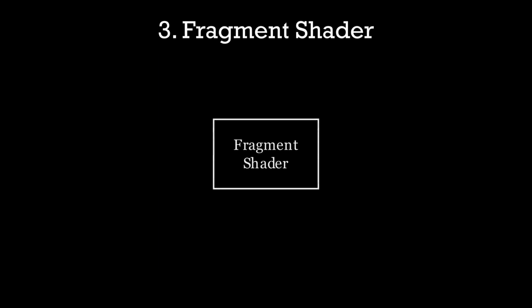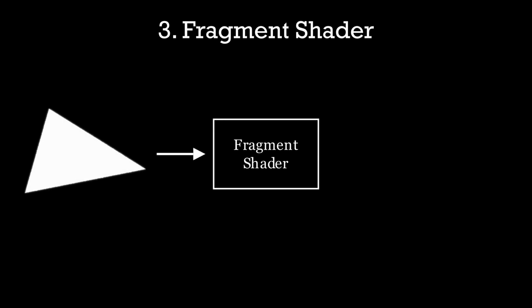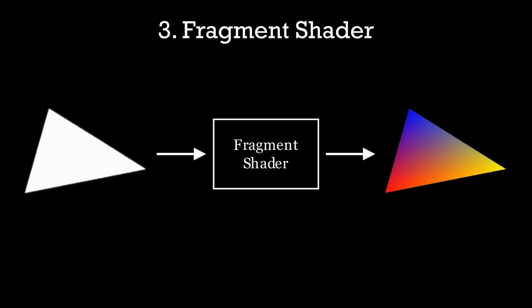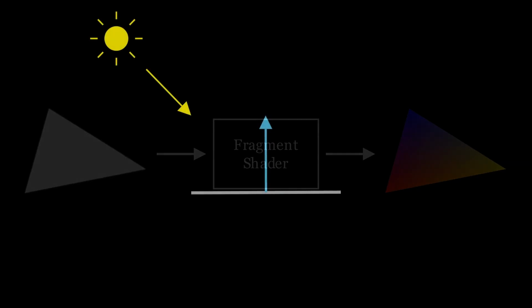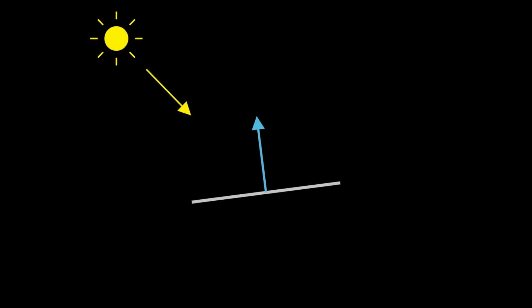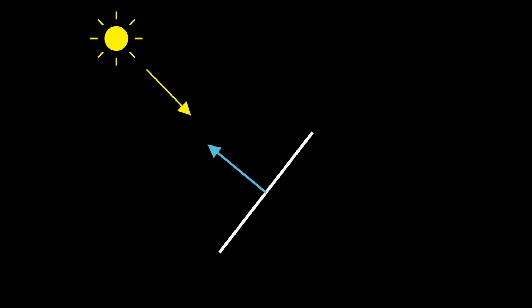Now let's look at the fragment shader. The fragment shader decides the final color of the object using material data, lighting, shadows, and other effects. Lighting is fairly simple. When light hits a surface, the brightness mostly depends on how directly the surface faces the light. If the surface is facing the light perfectly head-on, it looks bright. If the surface is tilted away, it looks dimmer.